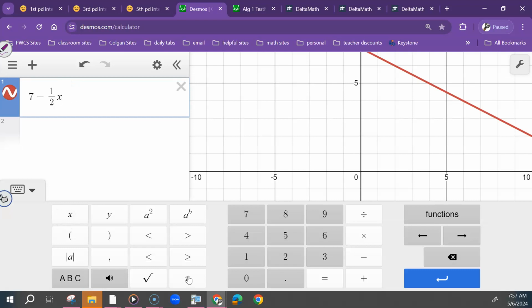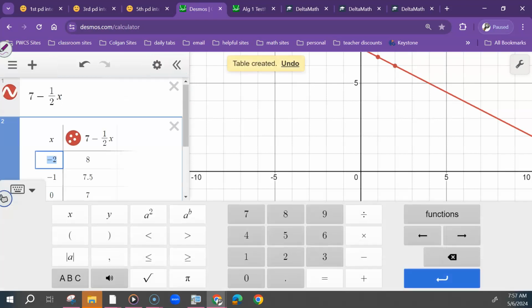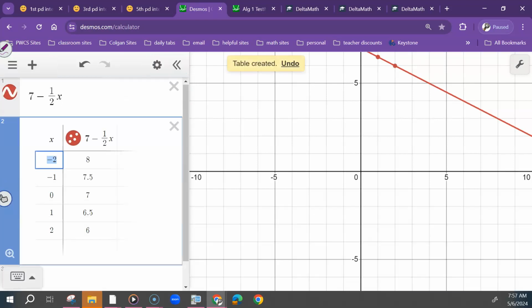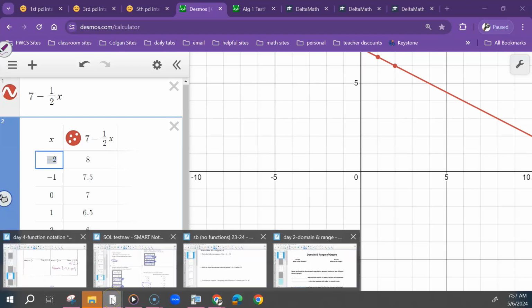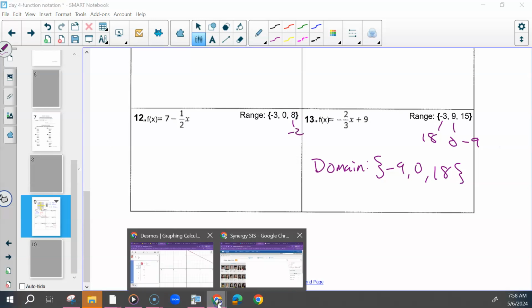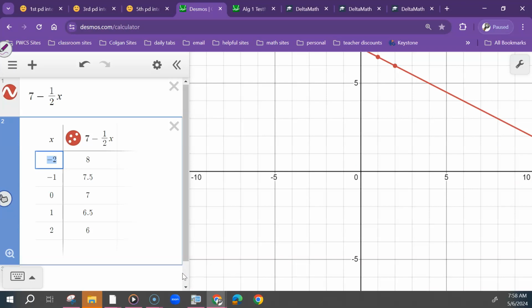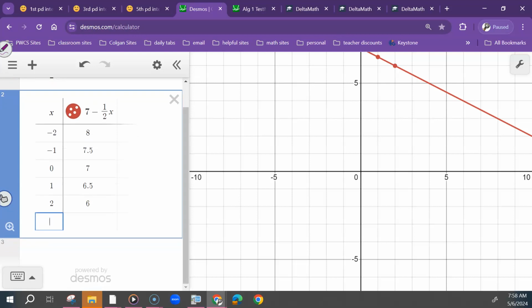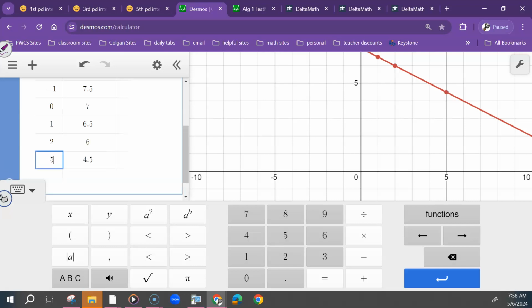So put in your function, change it to a table, and you're looking for when y is negative 3, 0, and 8. So I have 8, it would be negative 2. But now I need to find the others. So when y is 0, I'm going to have to go down so I can start guessing numbers. Someone guess an x value. Okay. So if I put in 5, let's see what happens.